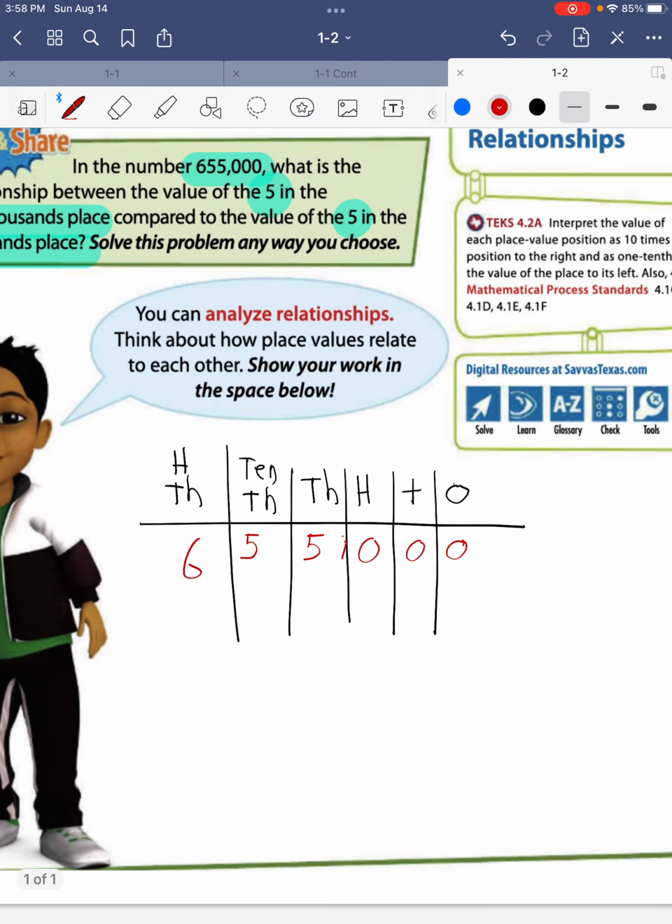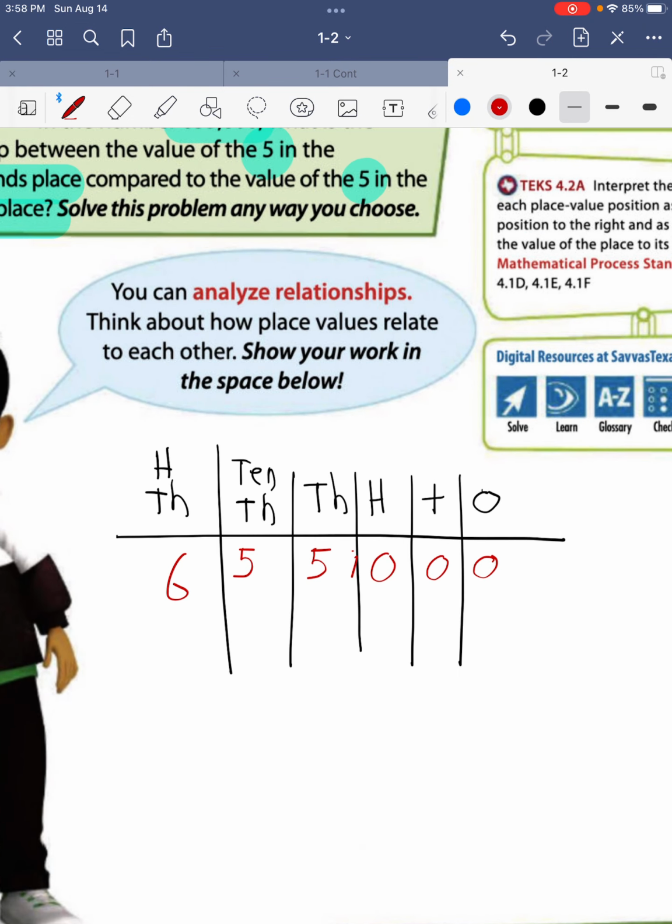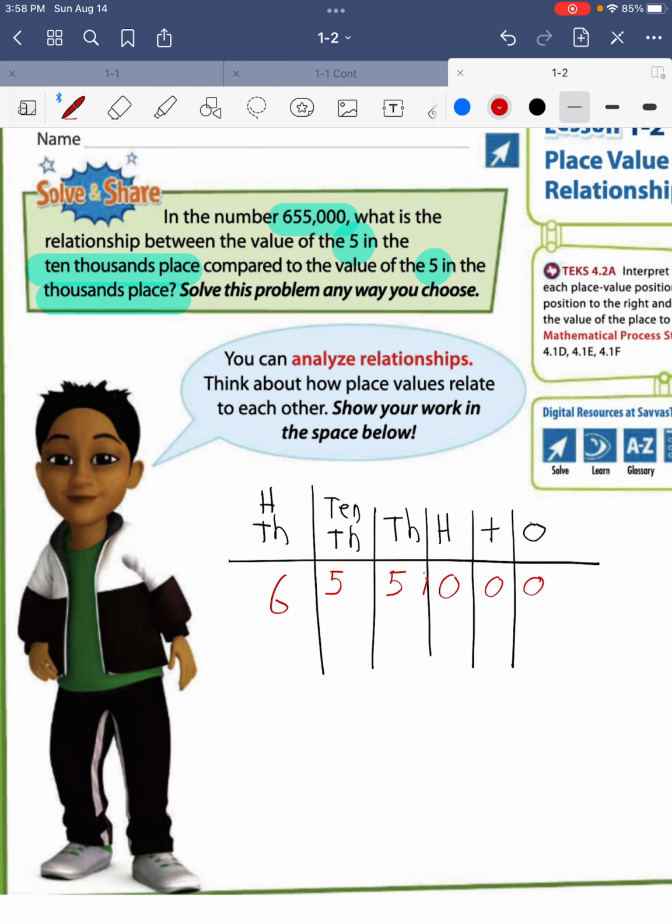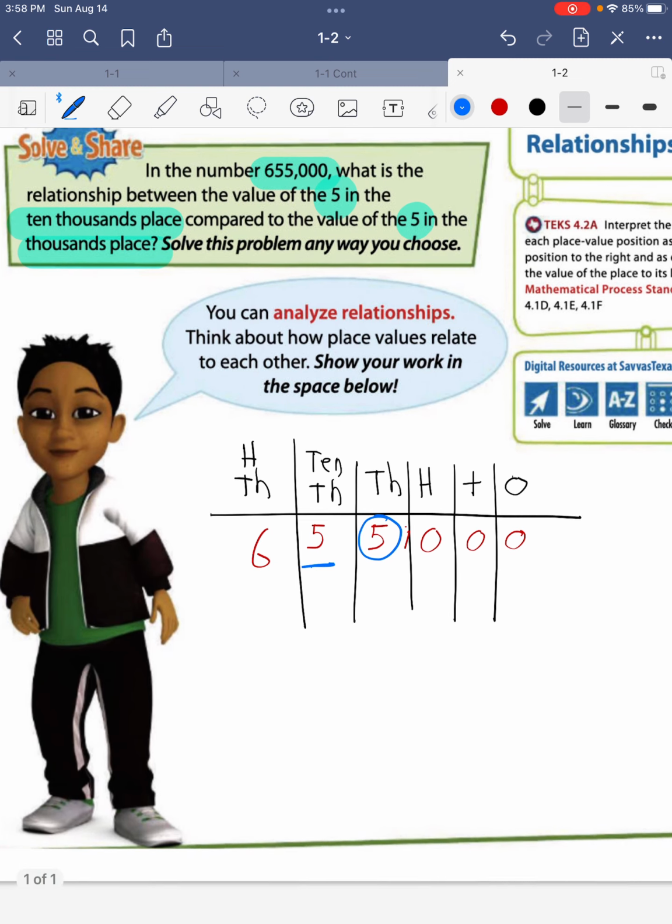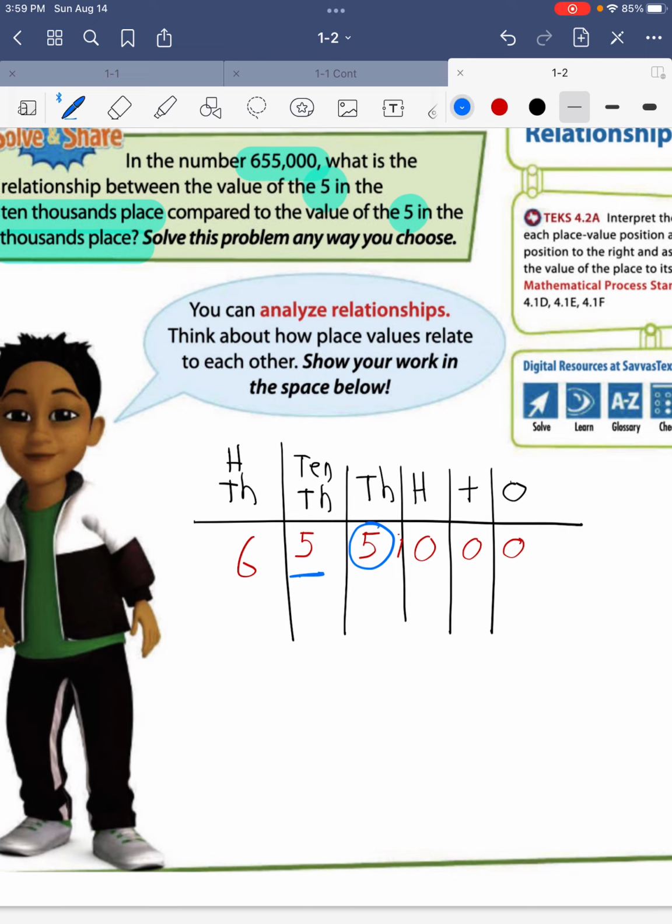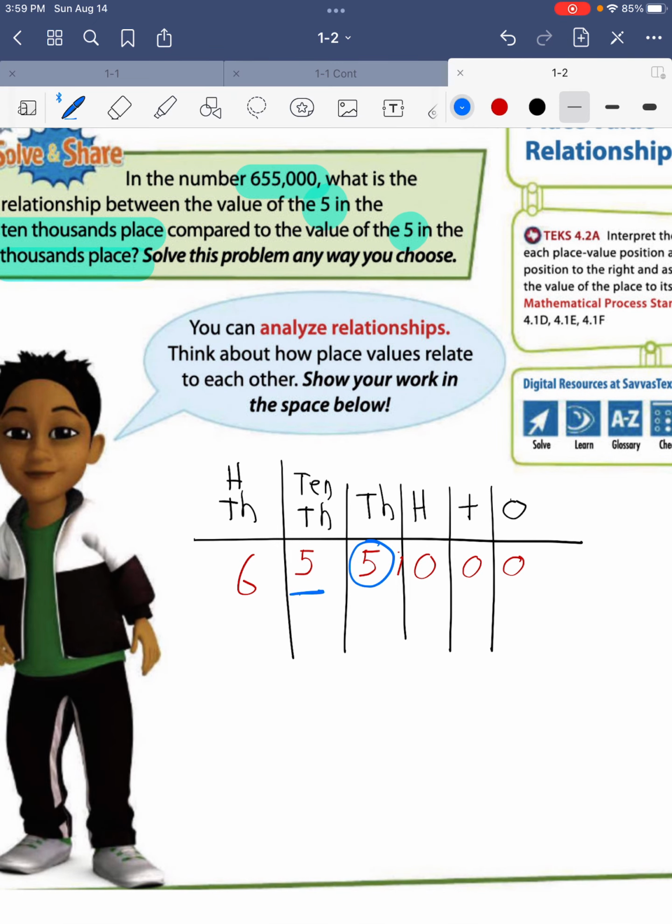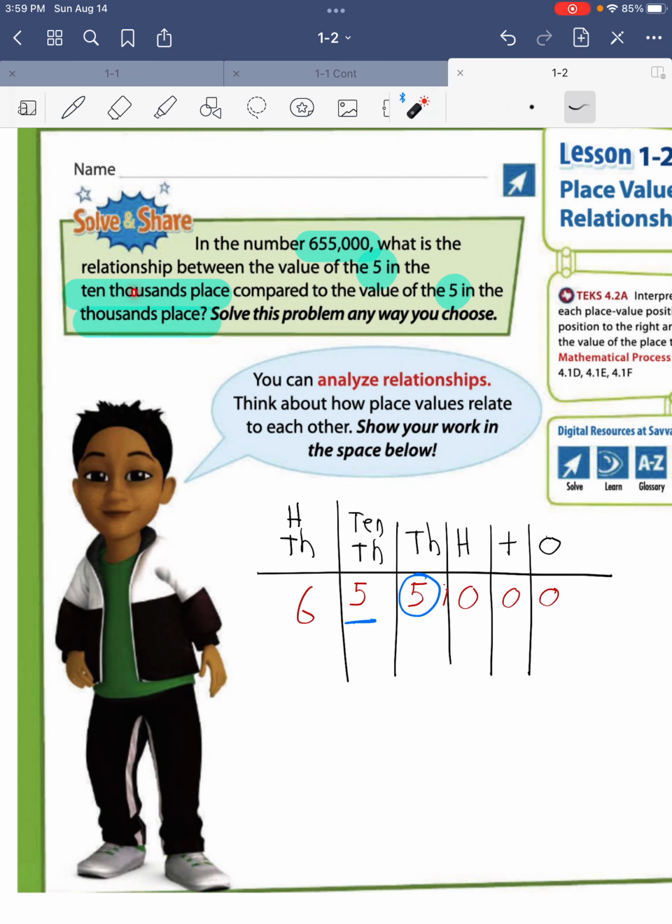Okay. And we are looking at the two 5s. So I'm going to underline this first 5, and I'm going to circle this second 5. That way it's better for me to identify them. So I know that one 5 is in the 10,000s place, and I know that one 5 is in the thousands place, and they tell me that here, 10,000s, thousands.